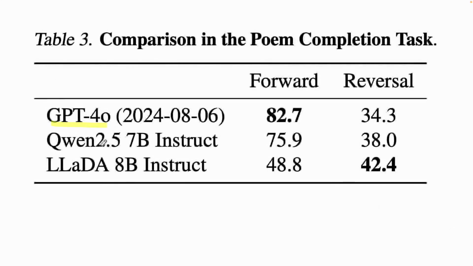Looking at models like GPT 4.5 or Qwen 2.5, they excel in forward predictions. They score 82.7 and 75.9 respectively. However, they struggle significantly with reverse predictions. However, this model called LLaDA, which uses the diffusion model, is generally quite similar. Of course, overall performance is still low, but this is something that needs to be improved over time. As the model grows larger, it could potentially improve further.